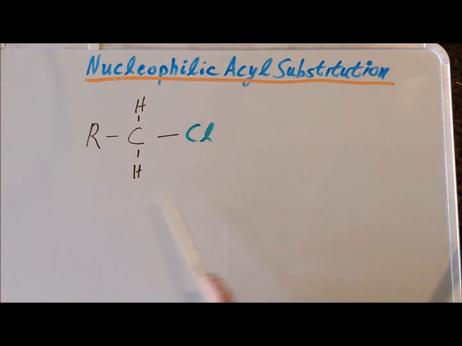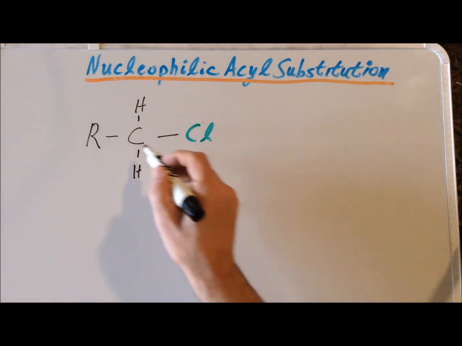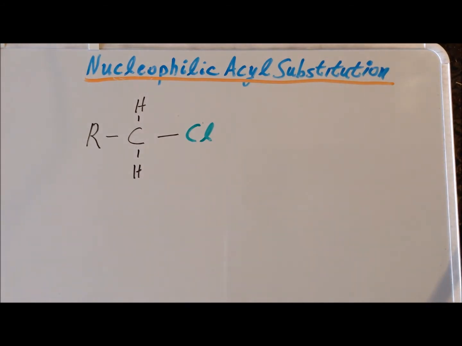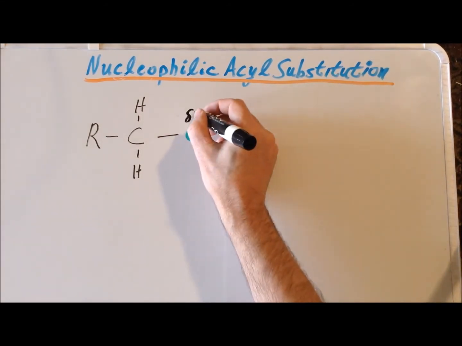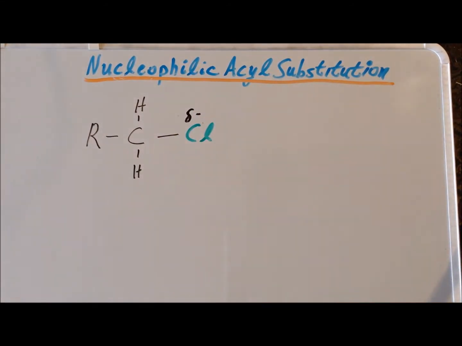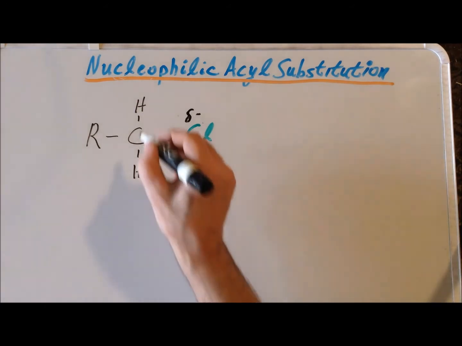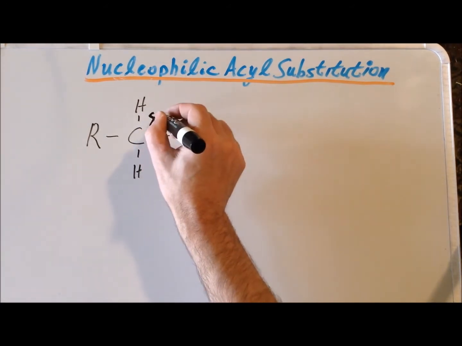Here we have the general structure of a primary chloroalkane. Recall that chlorine is more electronegative than carbon, so this carbon-chlorine bond is polarized in such a way that there is a partial negative charge on chlorine, and we show this by delta minus. Delta is the fourth letter in the Greek alphabet. And there's a partial positive charge on the carbon, which we show by delta plus.